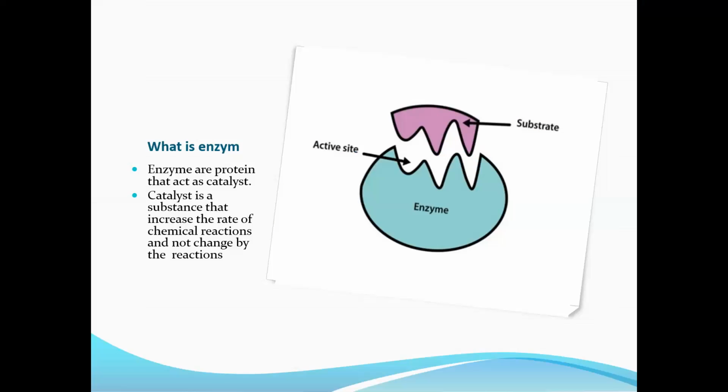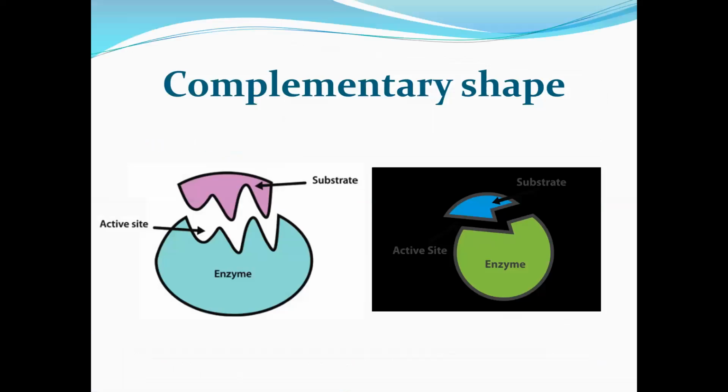Enzymes are proteins that act like catalysts. A catalyst is a substance that increases the rate of a chemical reaction and is not changed by the reaction. Enzymes are made in all living things. An example of an enzyme-controlled reaction is the joining of two glucose molecules to form a molecule of maltose. You can see that the enzyme and substrate have a complementary shape, so they can fit each other.